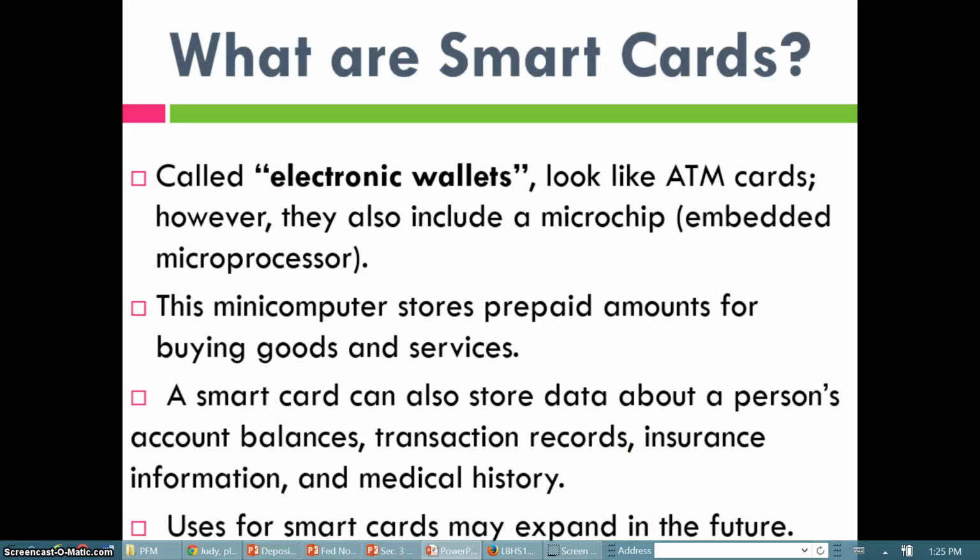So what are smart cards? These are called electronic wallets, and they're like ATM cards. However, they also include an embedded microchip, a microprocessor. This microcomputer stores prepaid amounts for buying goods and services. A smart card can also store data about a person's account balances, transaction records, insurance information, and medical history.